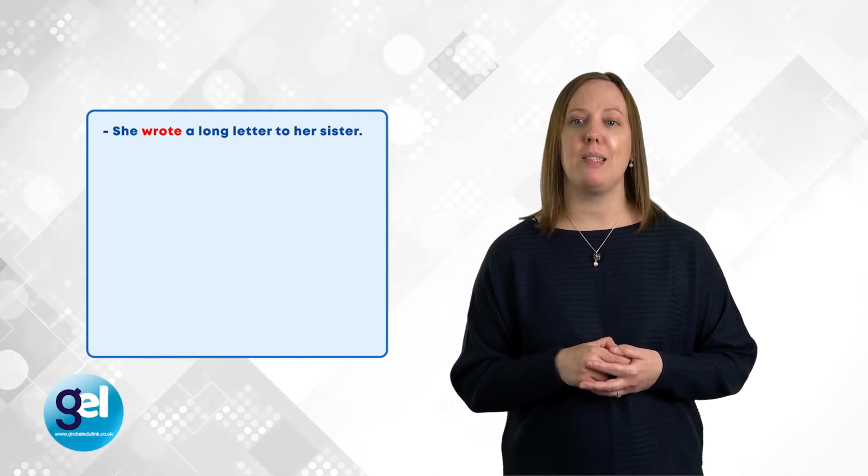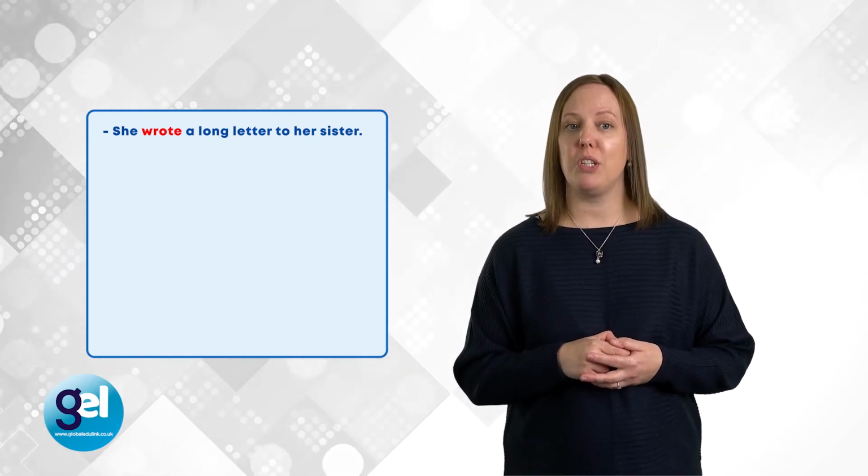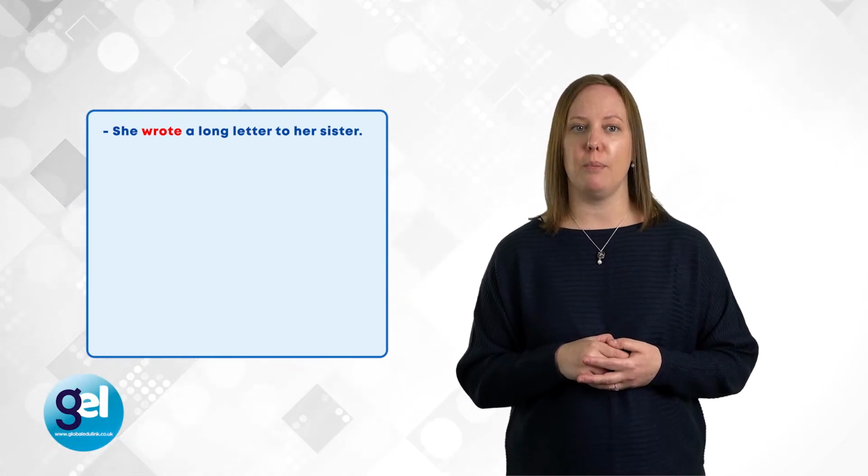So this is the past simple tense with an irregular verb. So we can see we've got the verb wrote, which is the past of the verb to write. Let's look at another example.